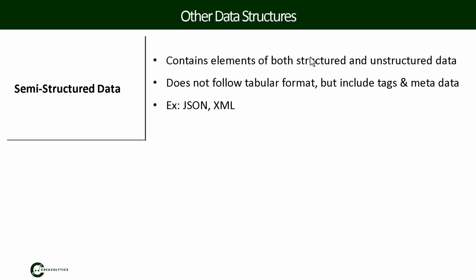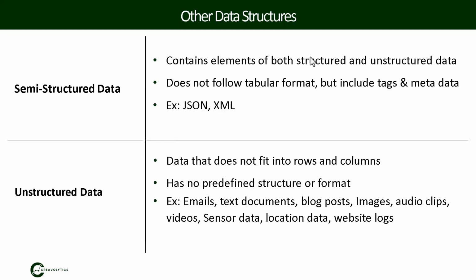For example, an online photo by itself is considered an unstructured data. However, when that photo includes metadata, such as the date when the photo was taken, or the location where it was taken, or the device used to capture the picture, then that picture becomes a semi-structured data.